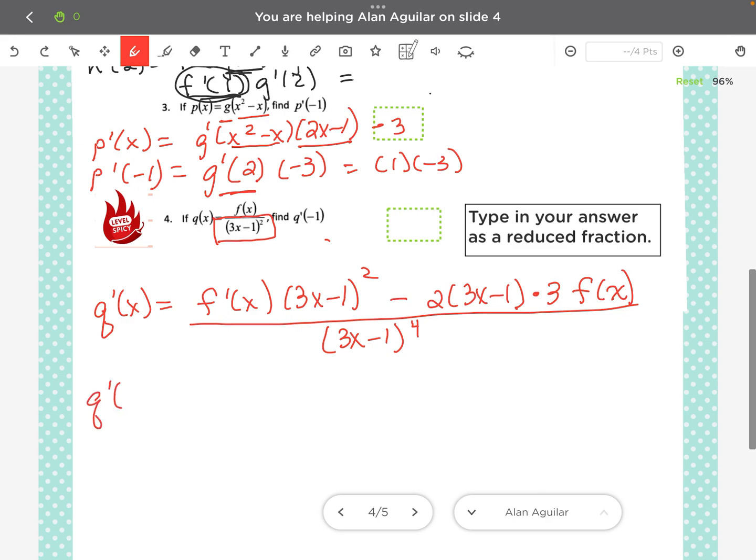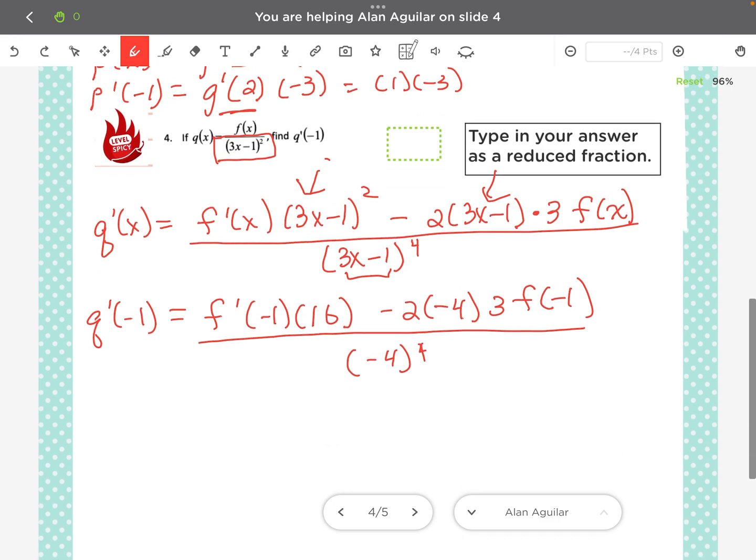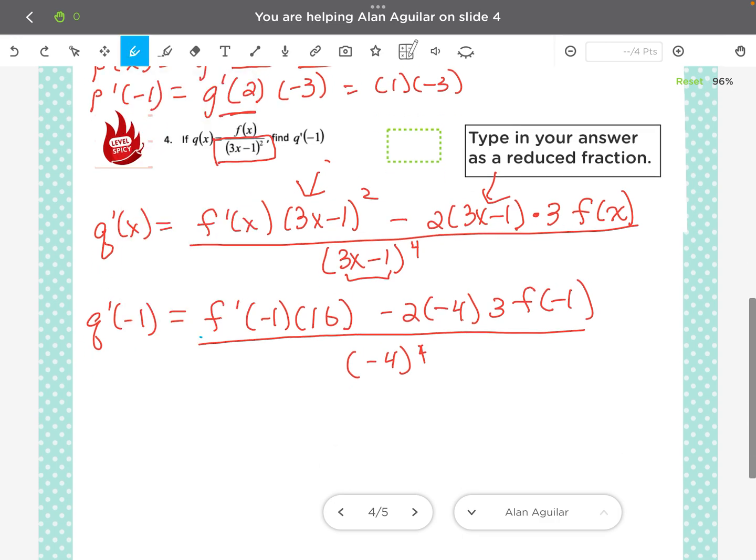Now let's go ahead and plug in our number, which is -1. So f prime of -1, if I plug in -1 here, you're going to get a -4 squared, which is 16, minus 2. This will give me a -4, 3, and then f of -1. And then the bottom here is -4 to the 4th. Okay, let's find some of these values. So I need to find f prime of -1. So I need this value.